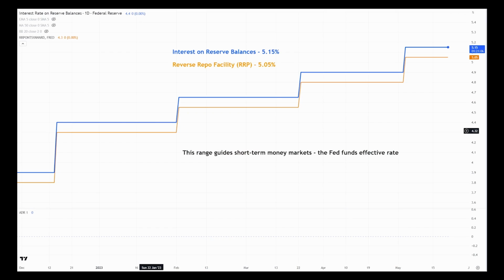Now, whilst we get technical, the RRP facility helps guide the Fed funds rate, the effective rate. We see that the lower echelon has been guided by the RRP facility, and the upper corridor is set effectively by the interest earned on reserve balances, which is at 5.15%. And what trades in between are short-term debt instruments, money markets, things like GC repo, T-bills, commercial paper, effectively the cost for very short-term funding from the market.